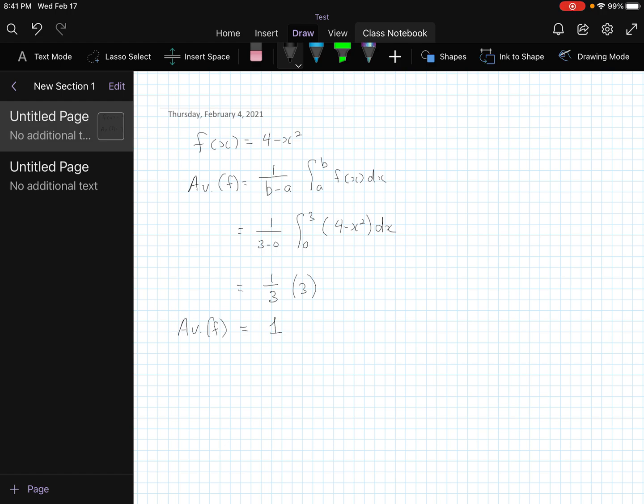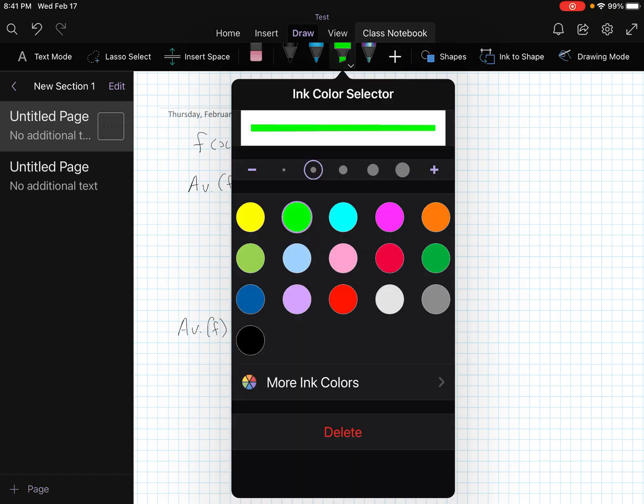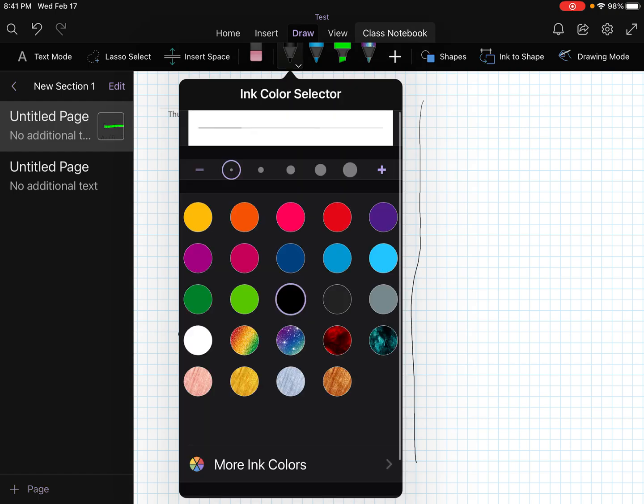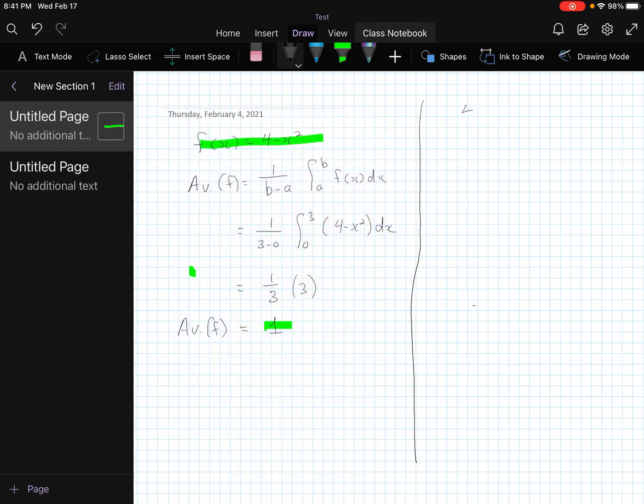There we go. Now, the question said something more. It says, at what point on the interval does the function assume its average value? So the theorem says that at some point, this function, 4 minus x squared, will take on the value 1. Somewhere along the way, it's got to happen. So I can do that math over here. I want to know when 4 minus x squared will be equal to 1. I go negative x squared equals negative 3. I'll just move that 4 over and get rid of the negatives. X squared equals 3. And so then I get the answer x equals square root of 3.